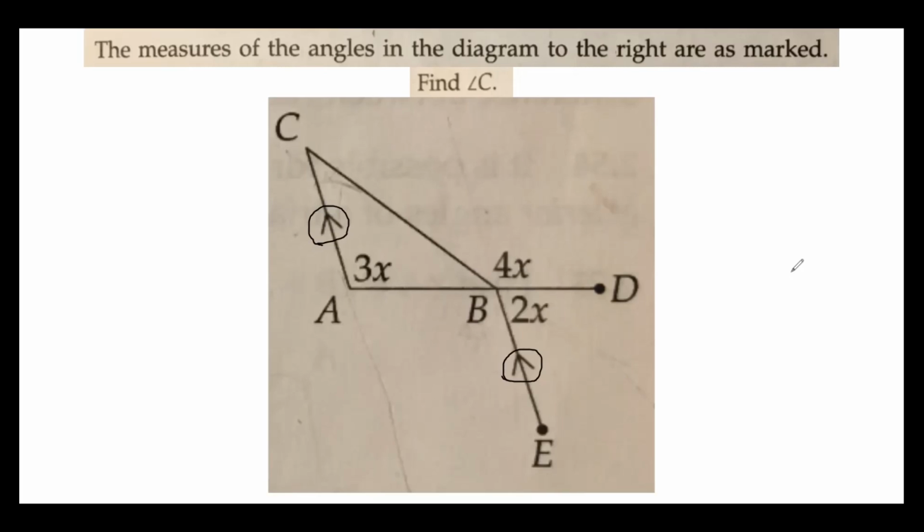Should we do it in degrees or should we just say X? That's a very good question. You can, or you should do it in terms of X, I believe. Okay.